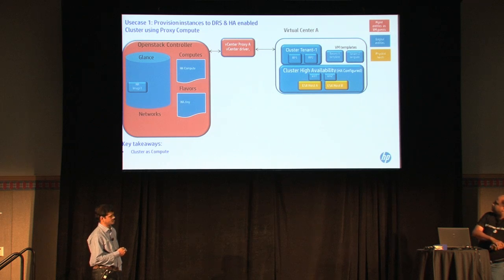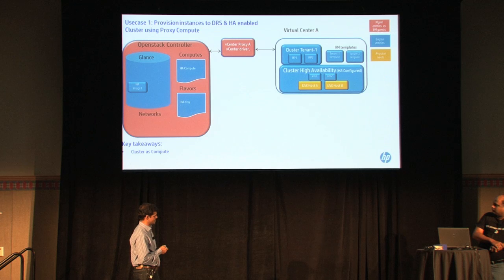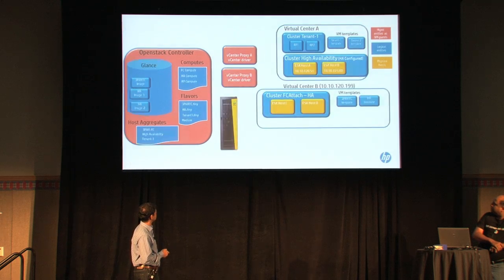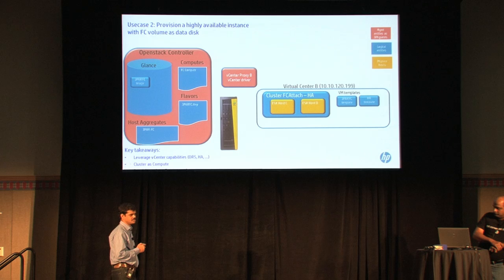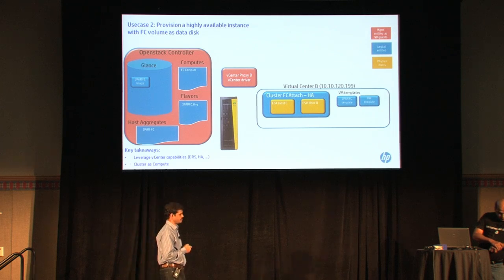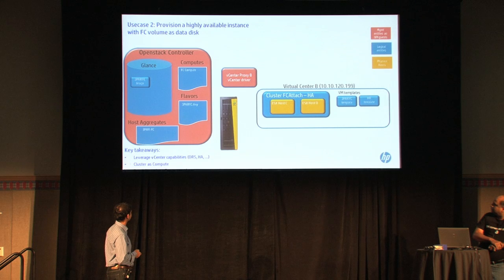Okay, thank you. So likewise, any number of VMs can be provisioned into this cluster. The next use case is about provisioning a highly available instance with the FC volume attached. We talked about attaching a Cinder volume to an instance. So how does that happen with the vCenter proxy here?